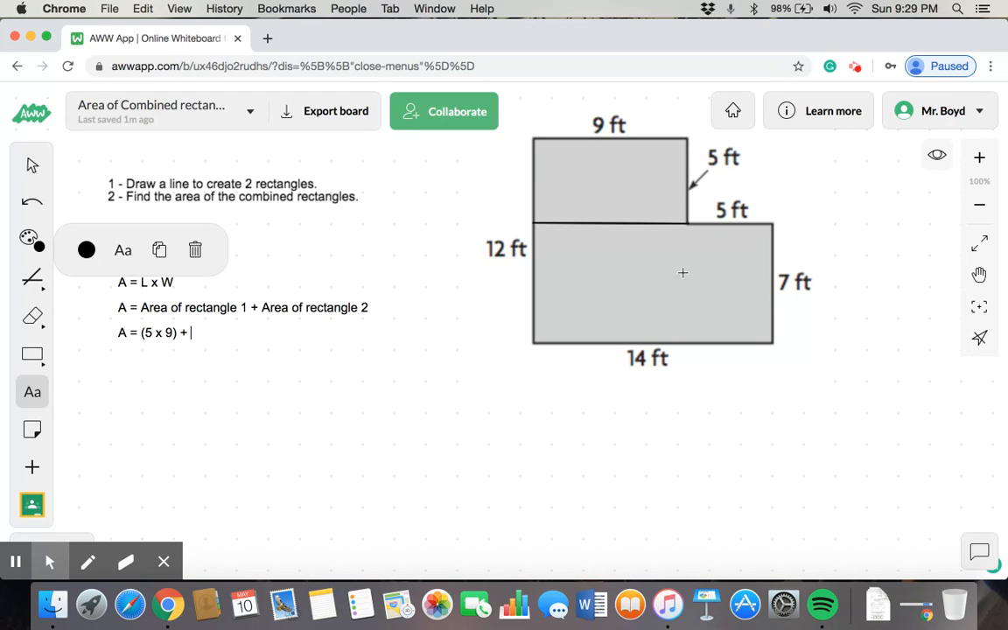plus, I'm going to look at rectangle 2 now because we have to add rectangle 2, the area of rectangle 2. My length is 7. I'm going to multiply it by the width, which will be 14. Now that I've plugged it into my formula, I can just solve.